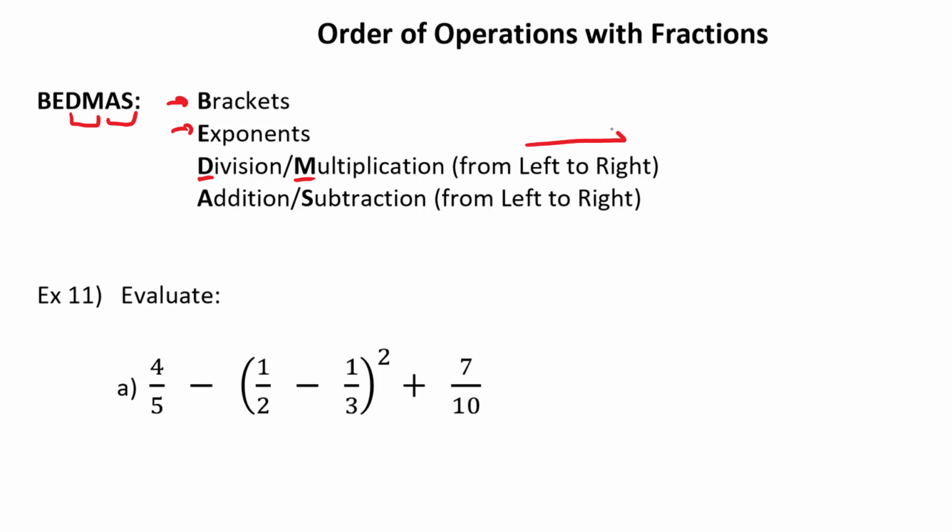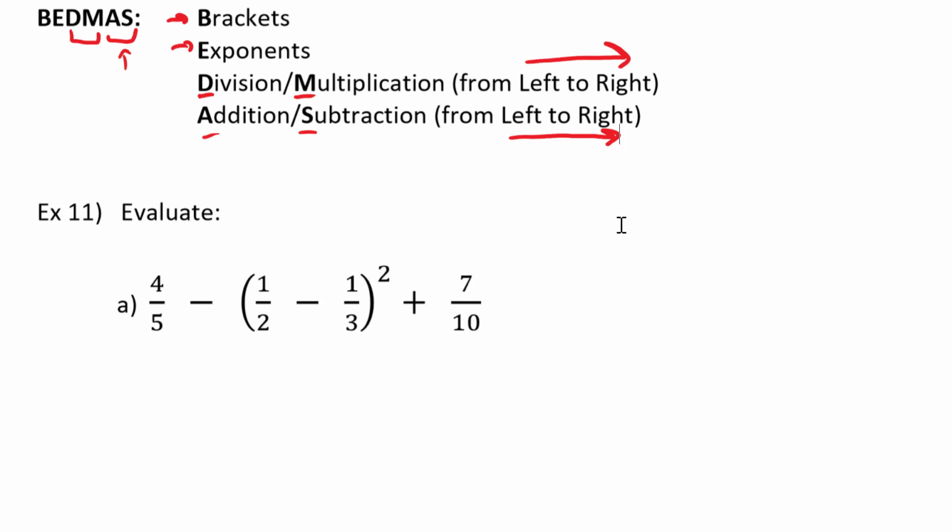You read the problem from left to right, and whatever comes first, let it be multiplication or division, you do that one first. After that, addition and subtraction is also a grouping. Once again, just because A comes before S in the word BEDMAS does not necessarily mean you always do addition before subtraction. You read the problem from left to right. Whichever comes first, whether it be addition or subtraction, do that. Then continue reading from left to right and do the next one.